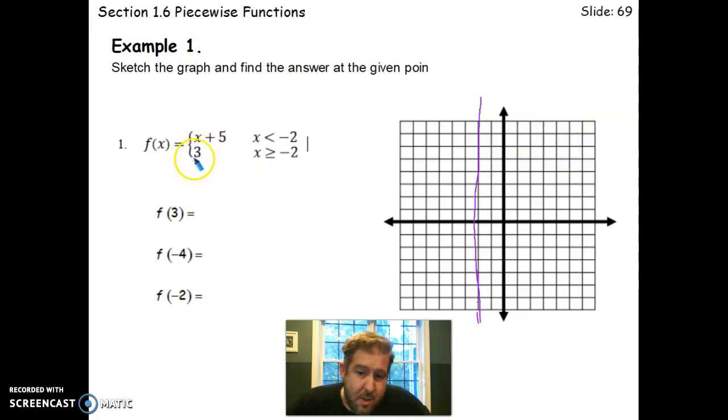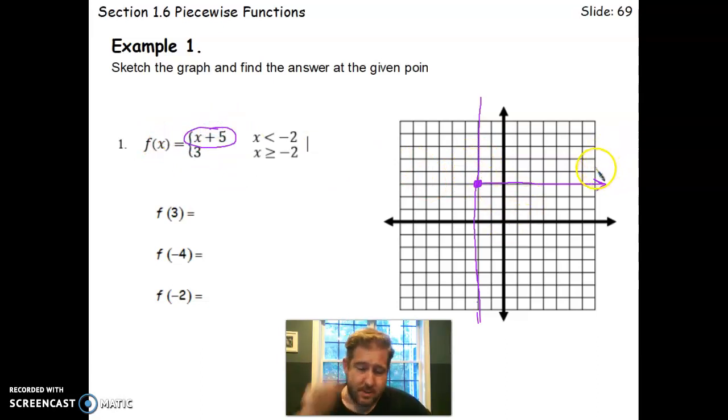Now, for this question, 3 is the answer. So from negative 2 on, 3 is the answer. 1, 2, 3, as you just saw me do in the warm-up. That is a constant piece going all the way across. It is always an answer of 3, no matter what the domain is, as long as the domain is greater than negative 2. Now, when the domain is on the left side, it's this equation, which is x plus 5.